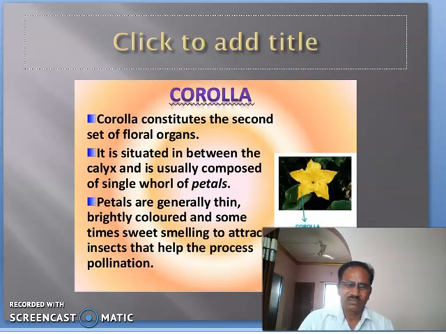Corolla. Corolla constitutes the second set of floral organs. It is situated in between the calyx and the androecium, and is usually composed of a single whorl of petals. Petals are generally thin, brightly colored and sometimes sweet smelling to attract insects that help the process of pollination.